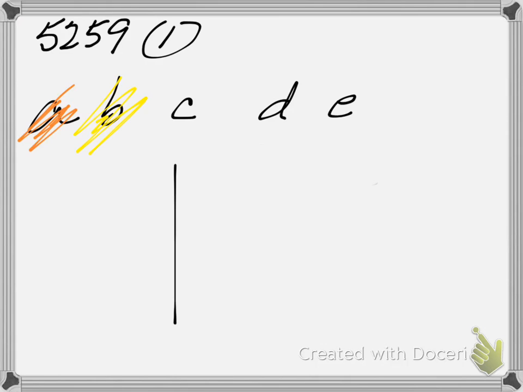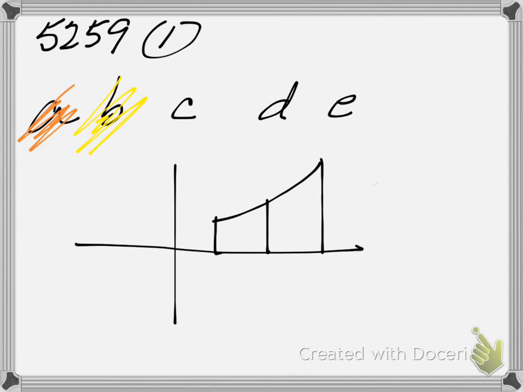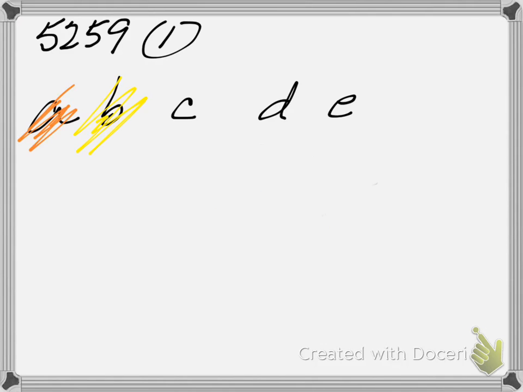Okay, let's look at D. So D looks like this. Let's close it off. And if we make right rectangles, we're going to have this. And that is an over approximation, so D is still in the running. And then we have E.